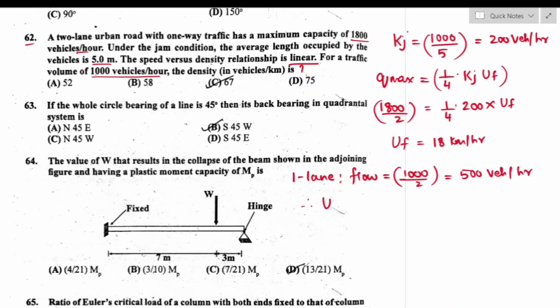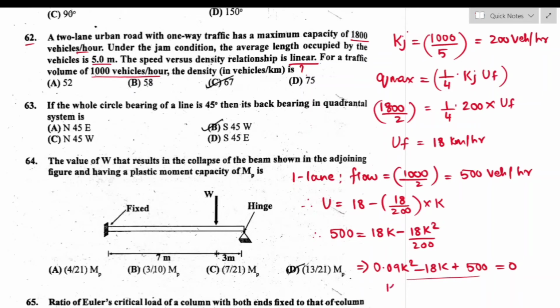Therefore, U is equal to 18 minus 18 divided by jam density 200 vehicles per hour into density of the vehicles. On solving this equation, you will get the density of the vehicle as 33.33 vehicles per kilometer. So it is asked for two-lane traffic condition. So the density will be 2 into 33.33 vehicles per kilometer, which is equal to 67 vehicles per kilometer. So the right answer is option C.